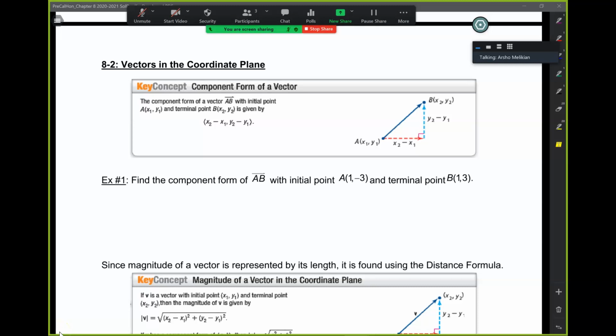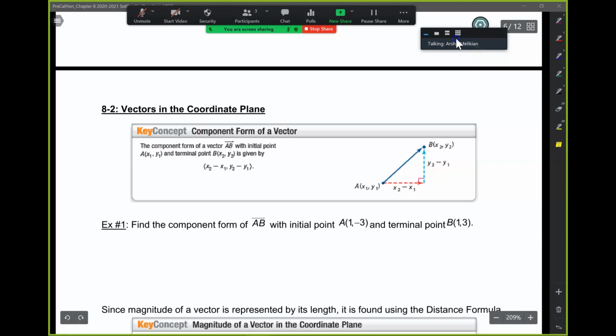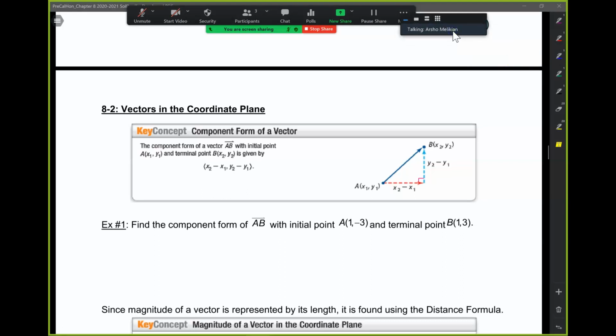So we're going to be talking about vectors in the coordinate plane. And take a look at these vectors here, right? So suppose I have a vector v, and it looks like that, right? What we're going to do today is figure out the components. We're going to use the coordinate points of the terminal and initial points in order to figure out the lengths of the components.